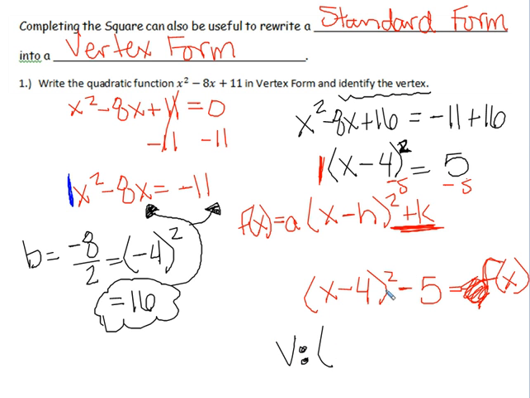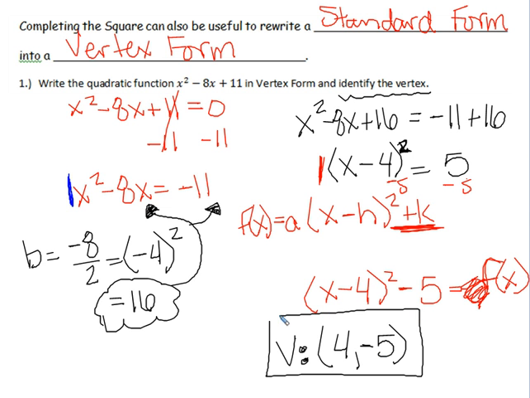The vertex is the opposite of this number. So the opposite of negative 4 would be positive 4. That's our x value. And the outside number, this negative 5, just stays the same as our y value. So there's our vertex. This completing the square process is very useful for converting a standard form into a vertex form. Some of you might like doing this. I think it's kind of fun how we keep this process over and over again, but maybe that's just me.